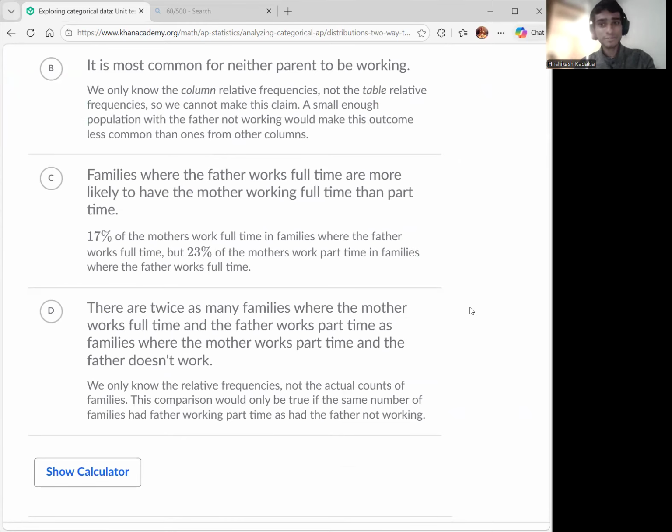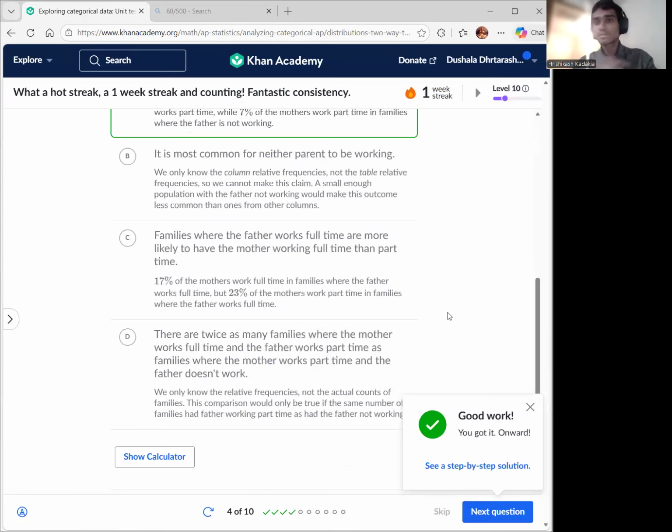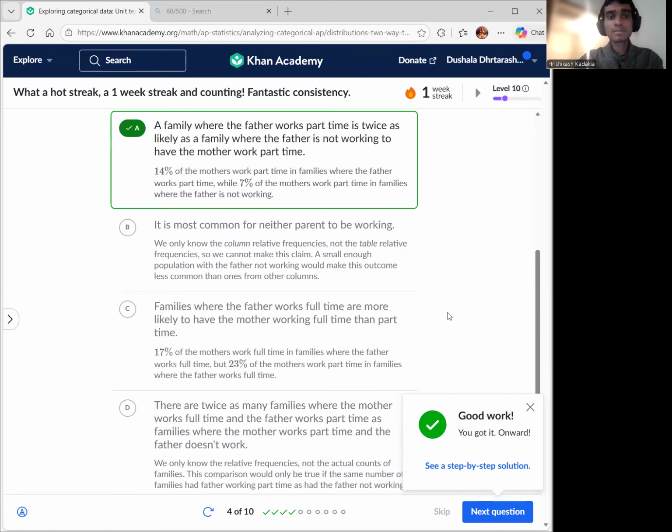We don't know the table relative frequency. We don't know the actual counts. Therefore, this comparison will only be true if the same number of families had the father working part time as had the father not working. If we knew the number of families, and it was the same, only then can we make this conclusion. Otherwise, we can just say this is very likely more likely than that. We can't say that this is definitely twice that. We don't know the table relative frequency, right?